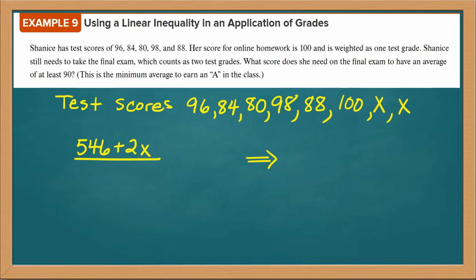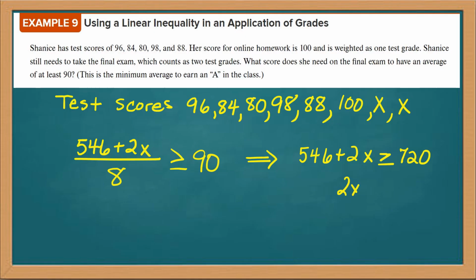So we're saying 546 plus 2x divided by the number of grades. We want that to be greater than or equal to 90. So if we multiply both sides by 8, we're going to have 546 plus 2x is greater than or equal to 720. And then we're going to subtract 546 on both sides, so we'll have 2x is greater than or equal to 174, and then we'll divide by 2, and that's going to give us x is greater than or equal to 87. So she has to make at least an 87 on the final in order to get an A in the class.